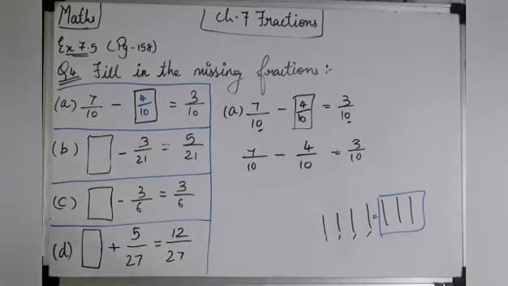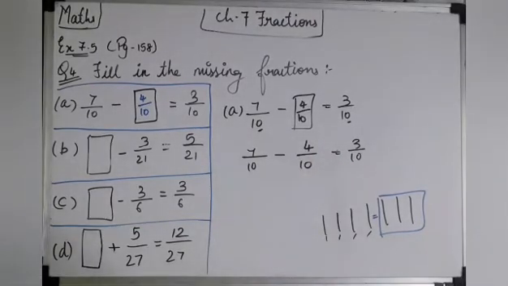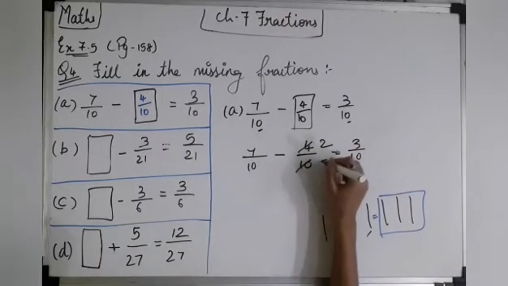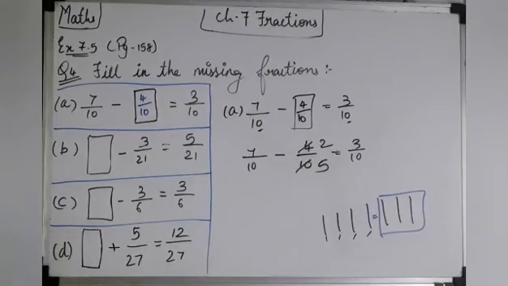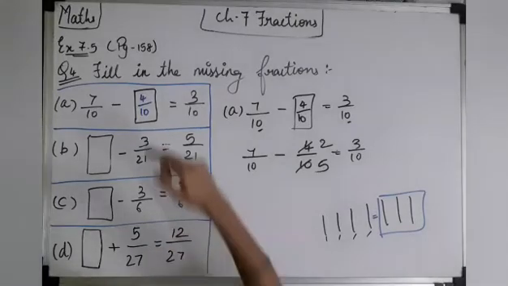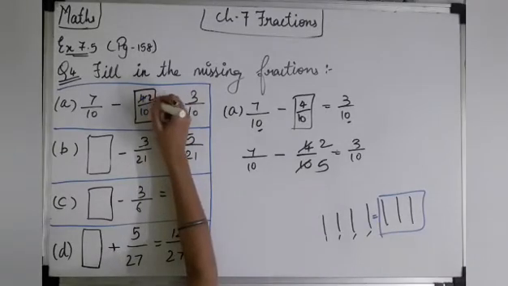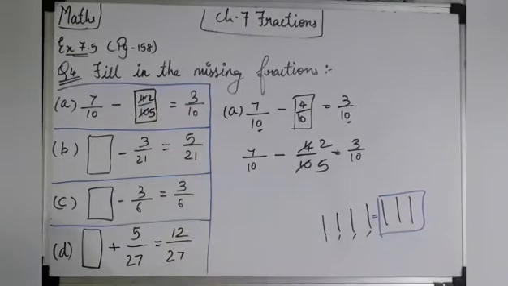4 upon 10 you can also write as 2 upon 5, because 4 upon 10 is not written in the simplest form, right? Both 4 and 10 come in the 2 table, so you can write 4 upon 10 and you can also write 2 upon 5. Both answers are right. Okay.